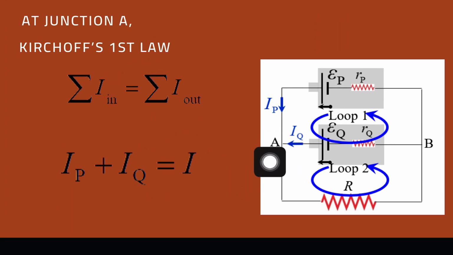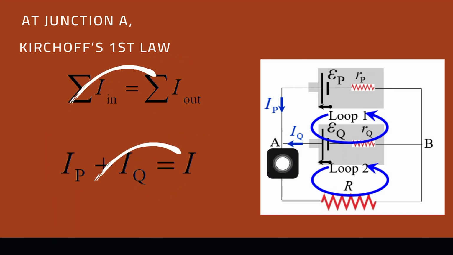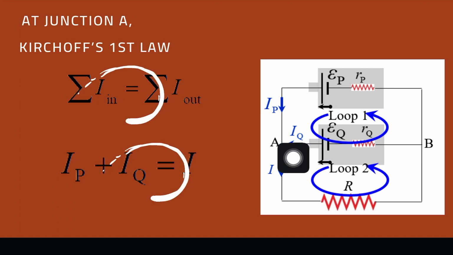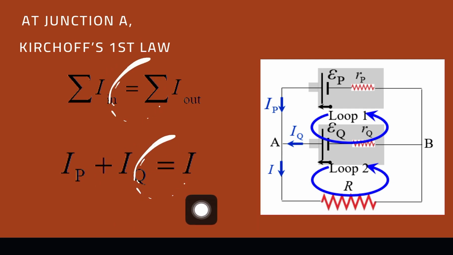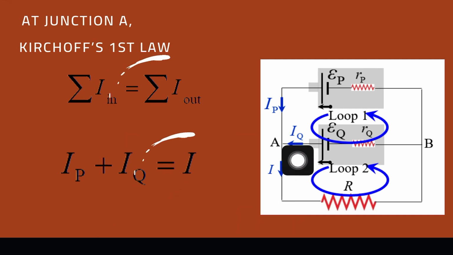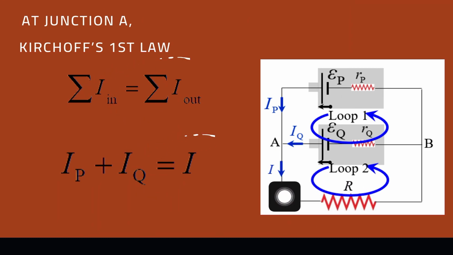So look at junction A. We can see that IP is going to junction A. That means IP is in. And then look at Q. This IQ is going to point A. Okay, IQ is going to junction A. That means IQ is also I in. How about I? The direction of I is away from junction A. So this I is I out.